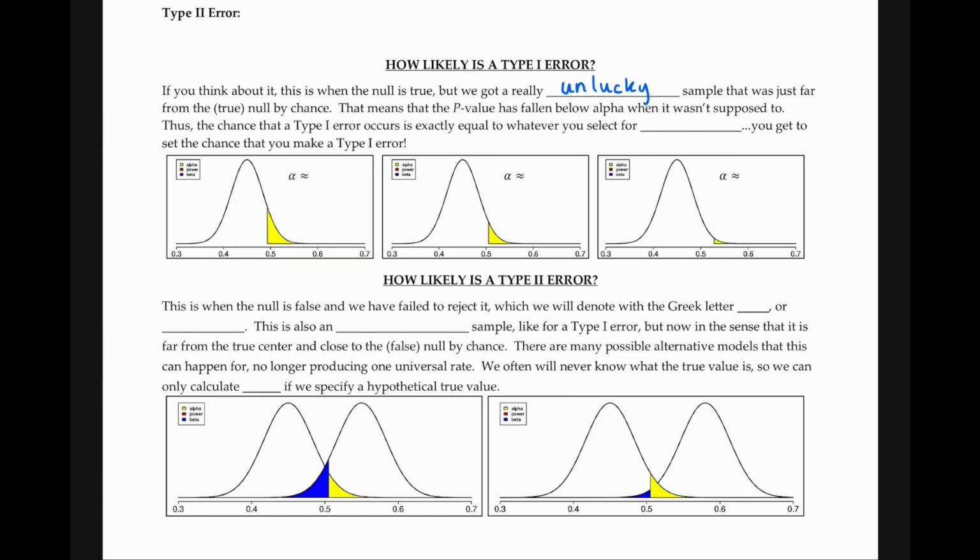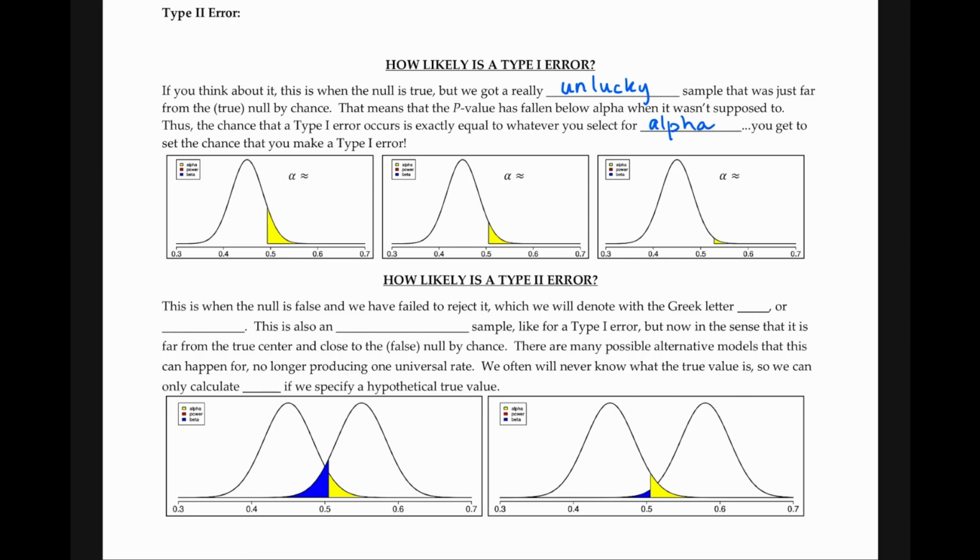So that means that the p-value has fallen below our alpha level. Remember, the alpha level is the significance level. So we got a p-value that's just a skosh below, or maybe a lot below, the alpha level that we have set, and that wasn't supposed to be the case. So the chance that we make a type 1 error actually is exactly equal to whatever you set for your alpha.